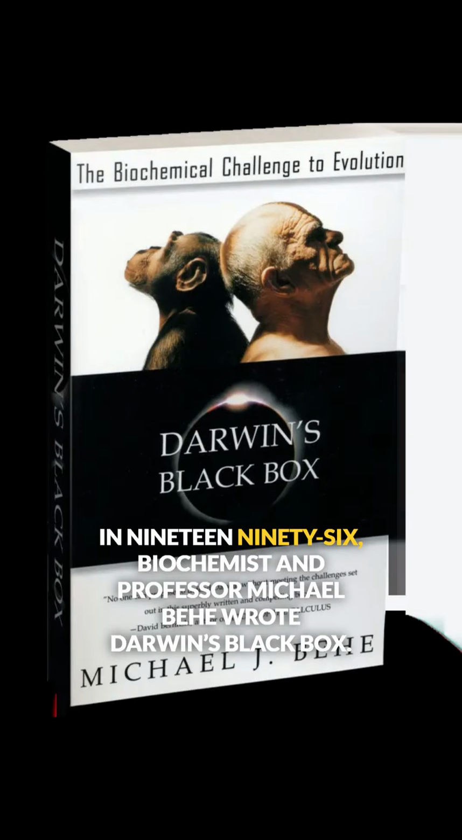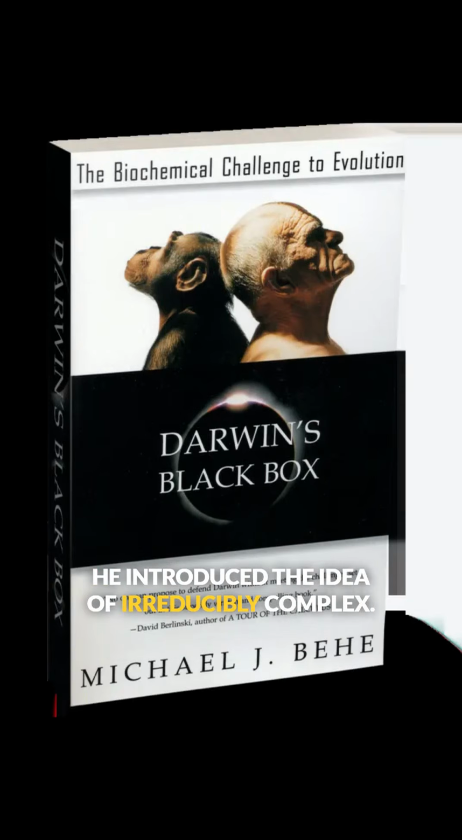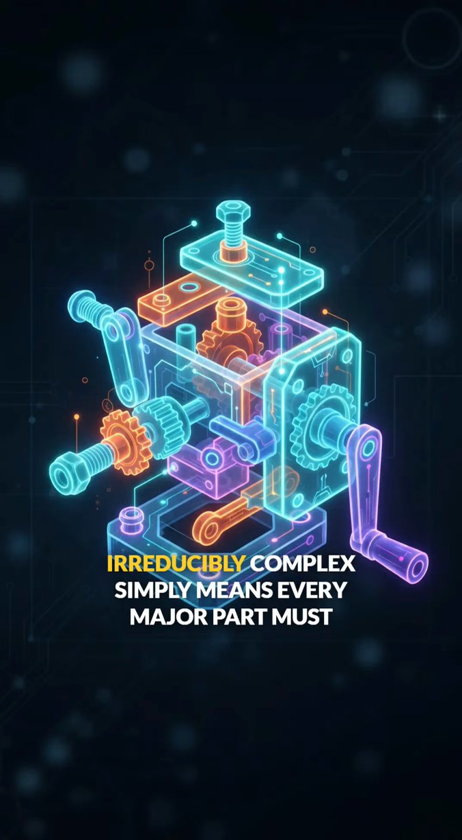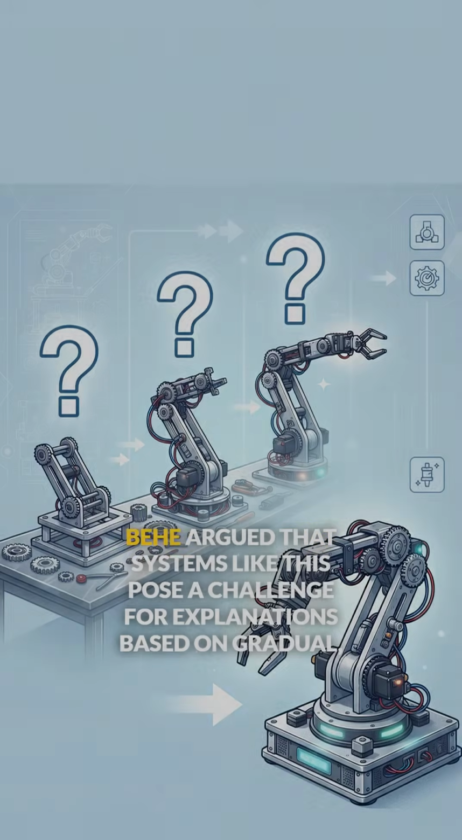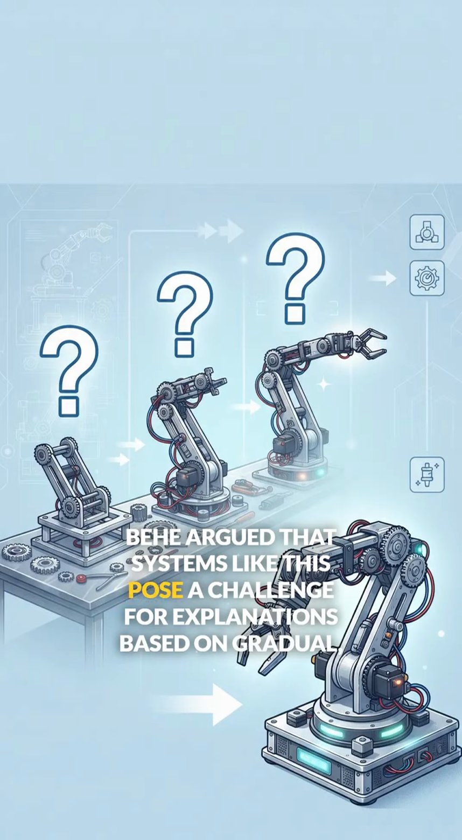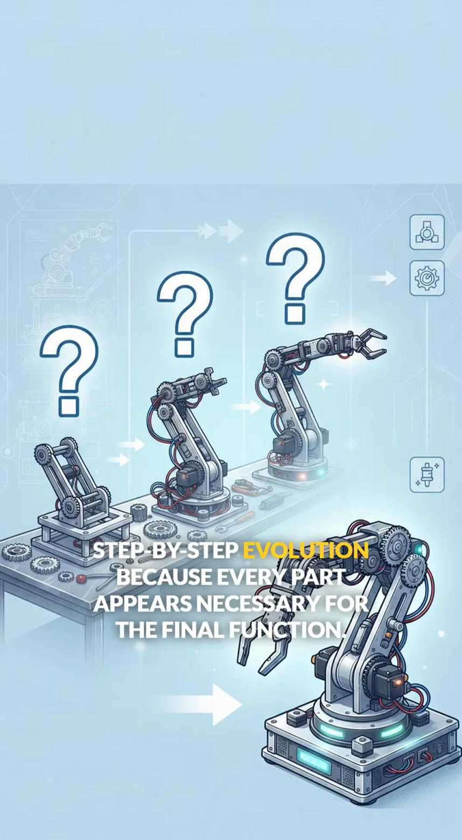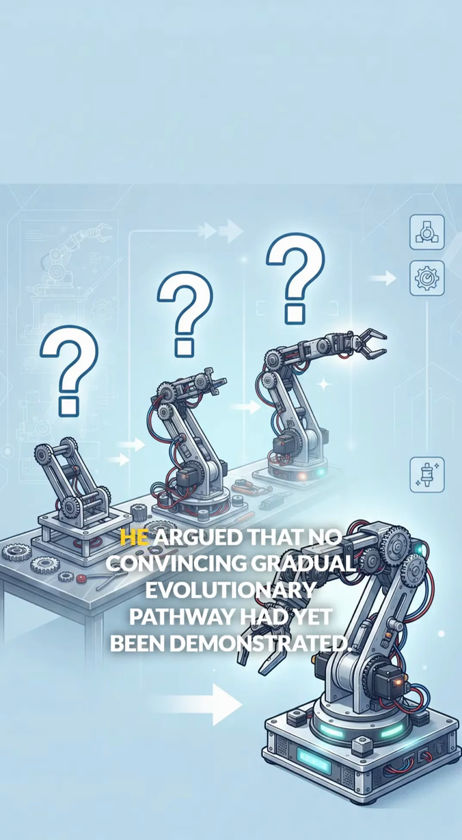In 1996, biochemist and Professor Michael Behe wrote Darwin's Black Box. He introduced the idea of irreducibly complex. Irreducibly complex simply means every major part must be there before the system can perform its main job. Behe argued that systems like this pose a challenge for explanations based on gradual, step-by-step evolution because every part appears necessary for the final function. He argued that no convincing gradual evolutionary pathway had yet been demonstrated.